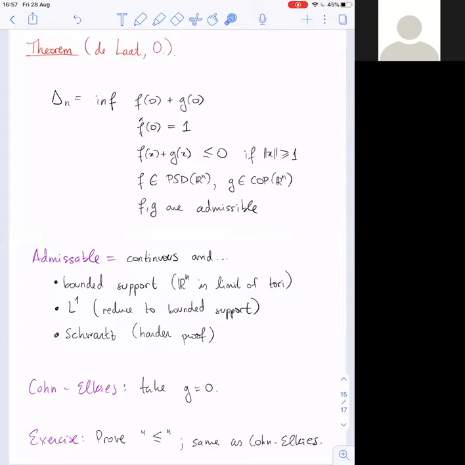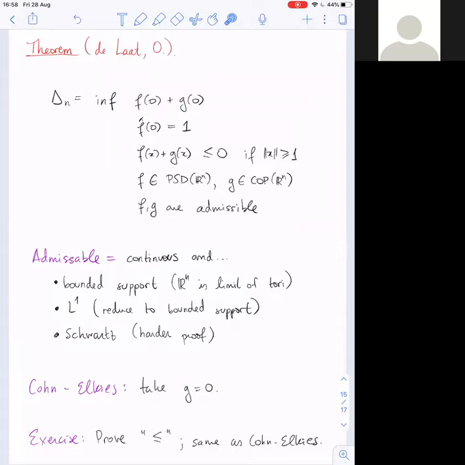So we are saying that if you find Schwartz functions that are positive type and copositive type, and they satisfy these constraints, which look exactly like the linear programming bound constraints, then you can get exactly the sphere packing density. So the Kohn-Elkies bound comes from this by just setting G to be the zero function. So you forget about the copositive function.